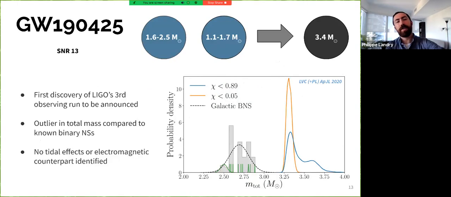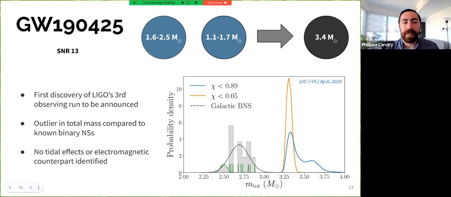There was a subsequent binary neutron star merger that was observed during LIGO's third observing run in 2019. This one involved a heavier neutron star, around 2 solar masses, and one with a more conventional mass. This system was interesting because its total mass is heavier than any other known neutron star system. Particularly compared to the galactic binary neutron stars that we observed, its mass is a definite outlier.